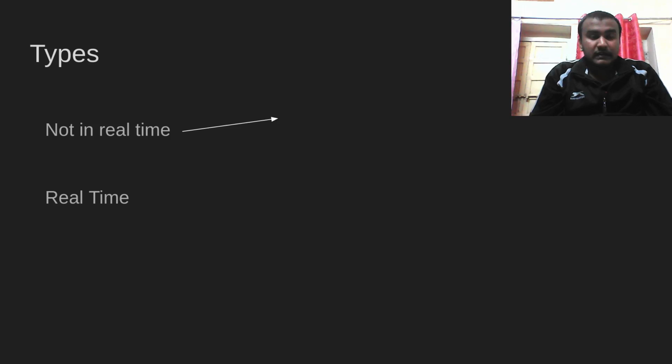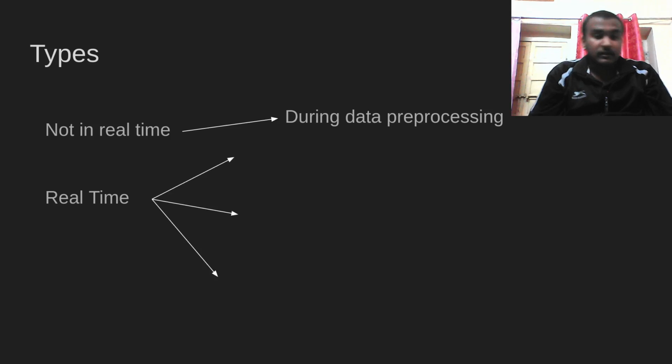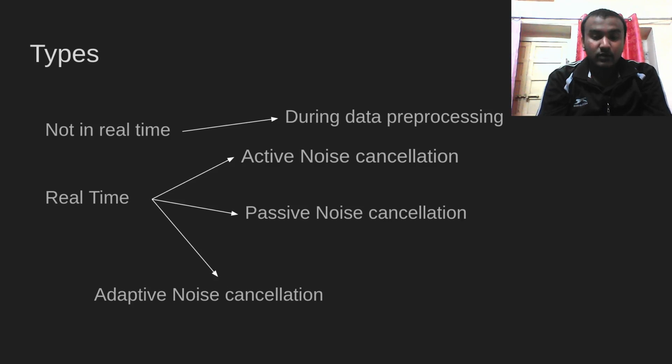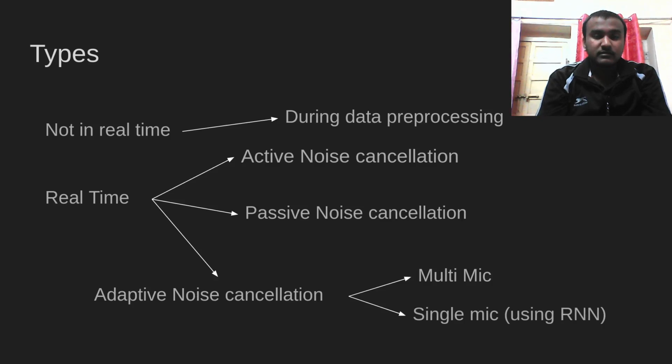So in the field of non-real time, there is a single type, like during data pre-processing, and in real time there are three categories: active noise cancellation, passive noise cancellation, and adaptive noise cancellation. Now this adaptive noise cancellation is also divided into two categories: multi mic and single mic. Single mic normally uses RNN.